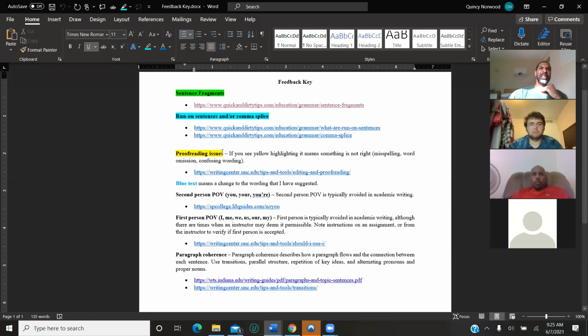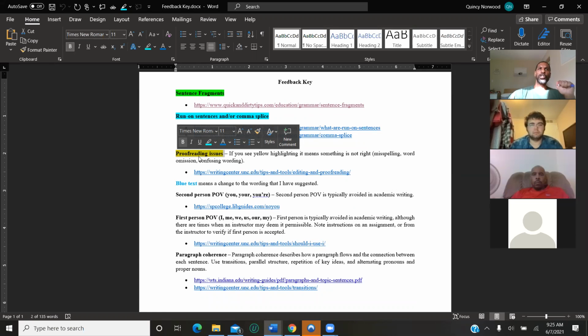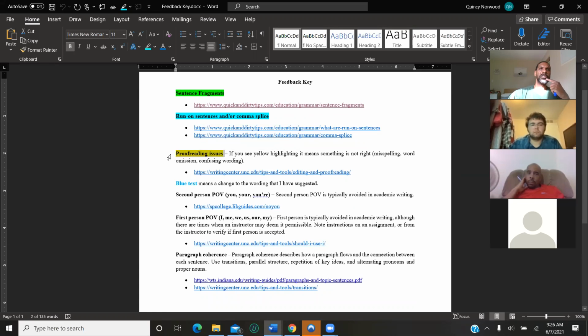If something is yellow, again, I try not to go too crazy with this, but it just means that there's a proofreading issue. It means that something's not right about what you have there. Sometimes I may have corrected it. Other times I just highlighted it and I want you to see it. But when you're going back to your paper, look for this material.